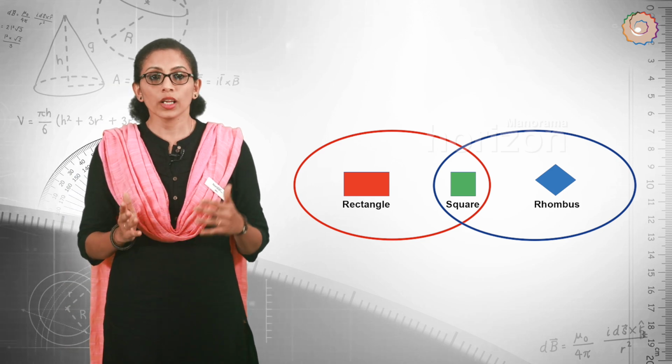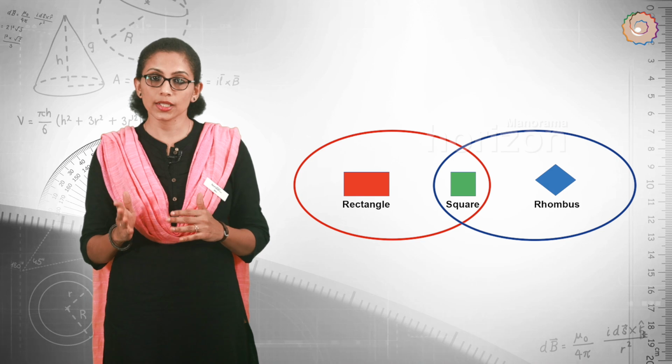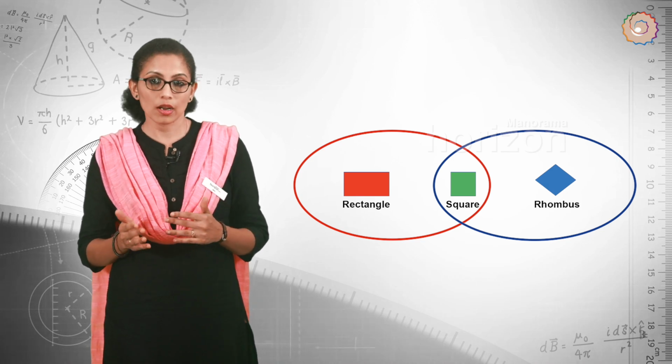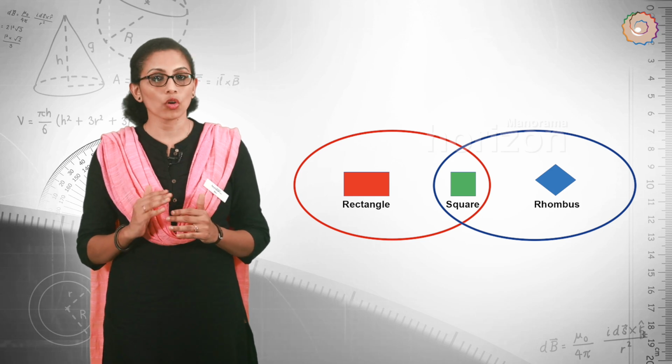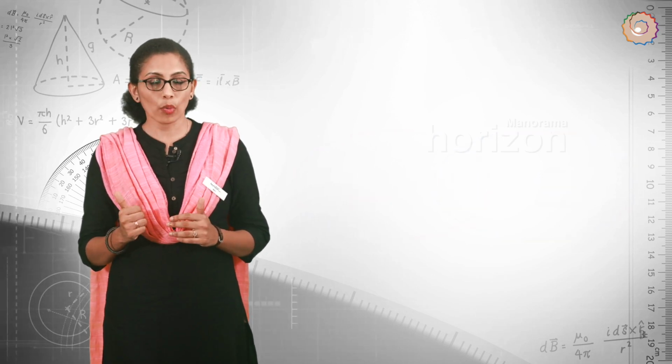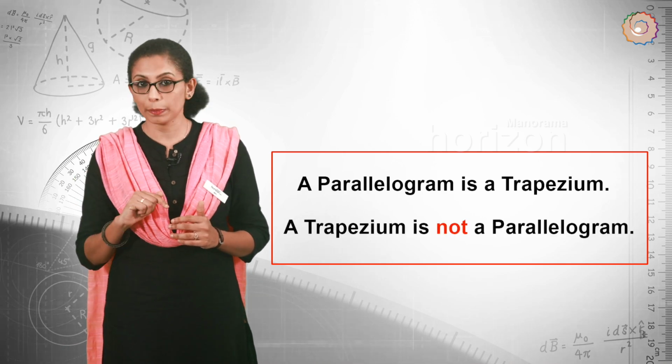So, what is the reason? In a square, all sides are equal and all angles are 90 degree. So, it can be a rhombus and a rectangle, but the converse is not true since the conditions of a square are not satisfied. Third point, a parallelogram is a trapezium, but a trapezium is not a parallelogram.